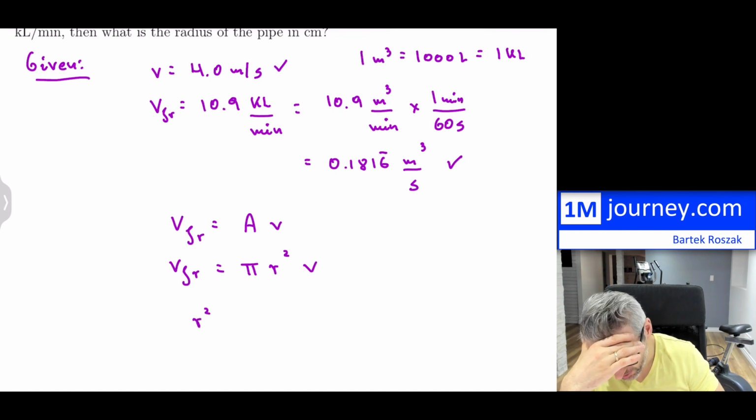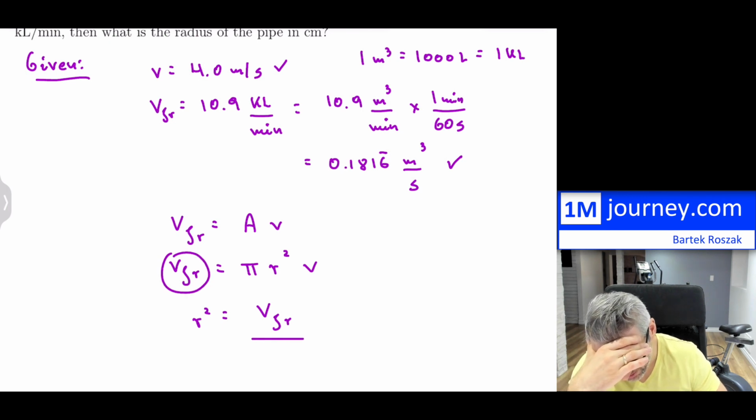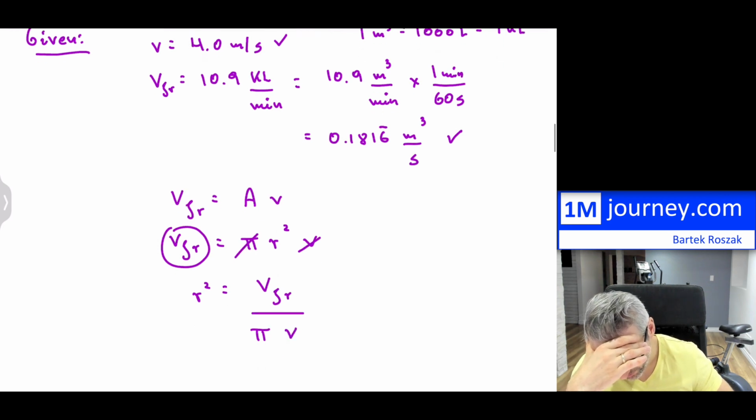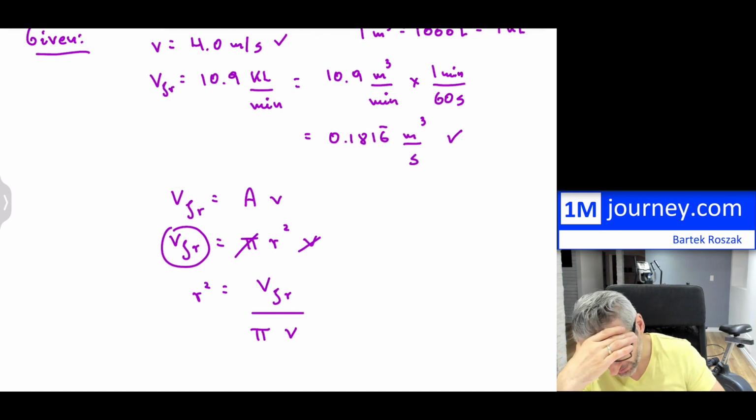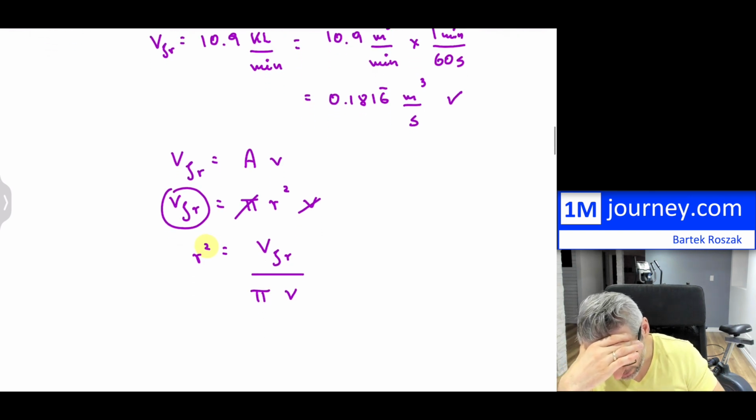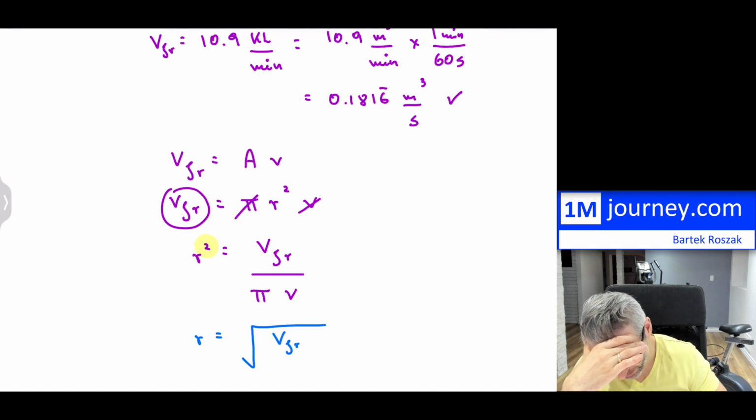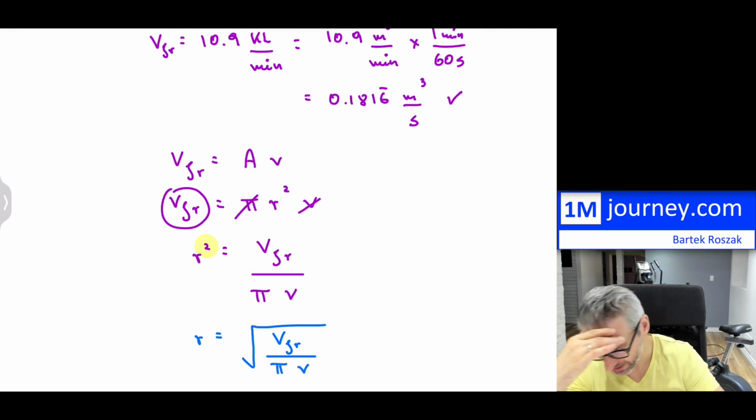So the radius squared is going to be the volume flow rate, that's this right here, and then we're going to divide both sides by pi and then divided by v. So this is what we have. Let's see what this gives us. And then we're going to have to take the square root. So that means r is going to be equal to the square root of the volume flow rate divided by pi, divided by the speed.